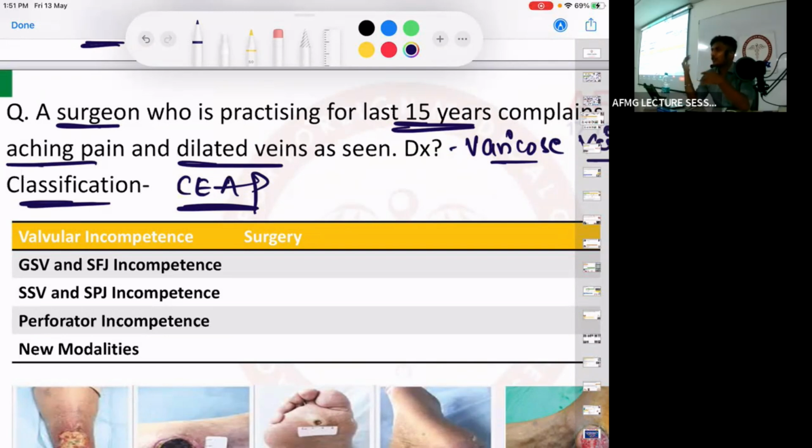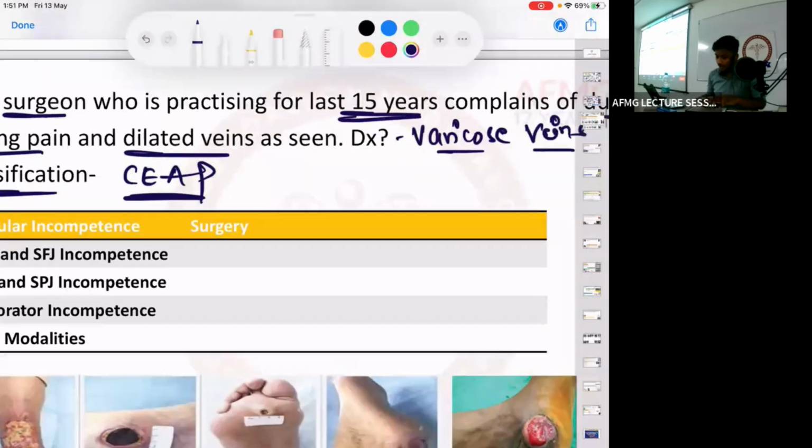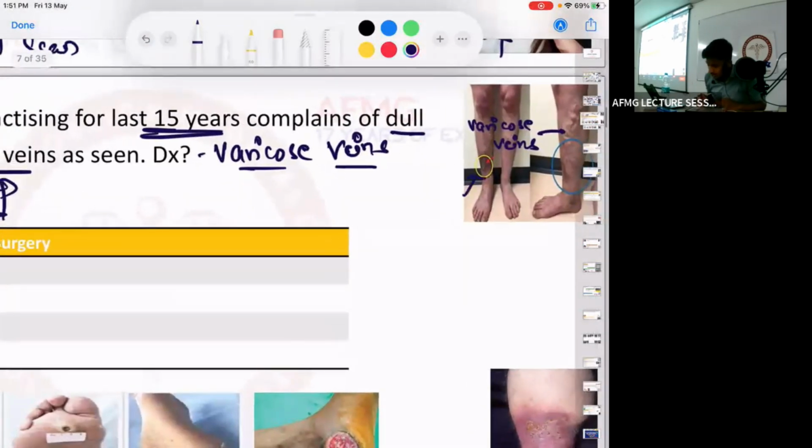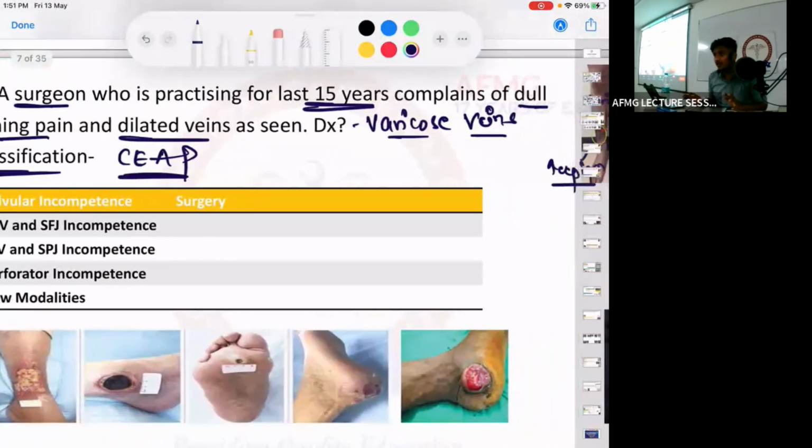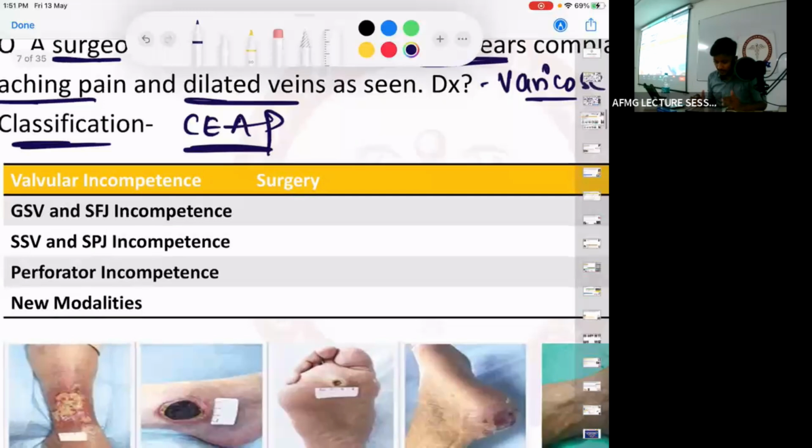CEAP classification is used for which condition? Varicose veins. In these varicose veins, they have marked over here. There can also be hyperpigmentation, which is more likely seen in cases of varicose veins. No issues with this. Now, if there are varicose veins in a patient, surgeries can be done.